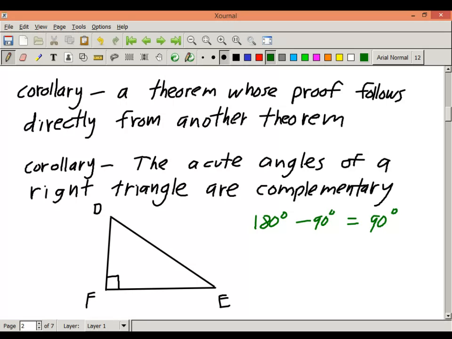So whatever they are, they're complementary. They add up to 90. So that's a corollary, that the acute angles of a right triangle are complementary.